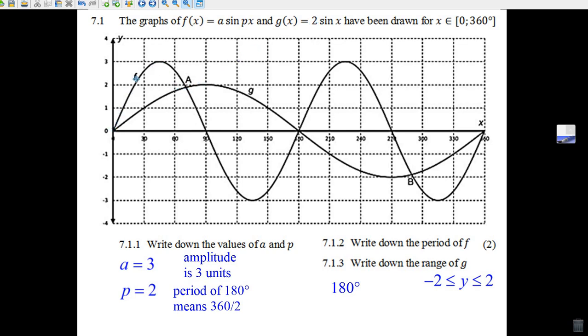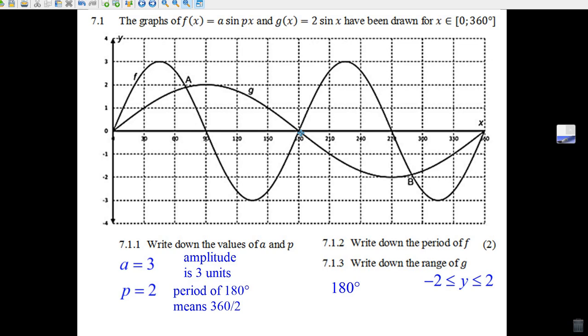Well, what about this graph f? What's the amplitude of that? Well, it looks like it's going up to 3, down to 3, back to 0, up to 3. That a is equal to 3 because that's how tall the wave is. Hey, that wasn't so hard. A is 3 units.